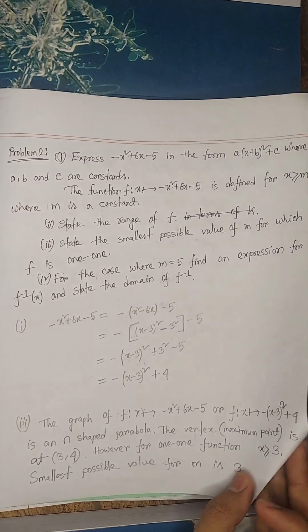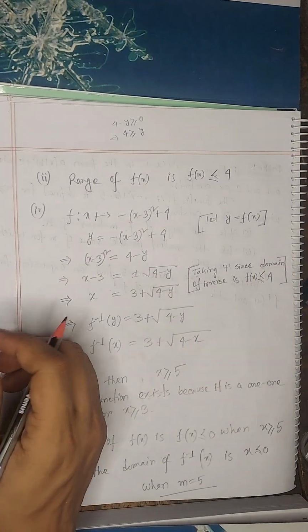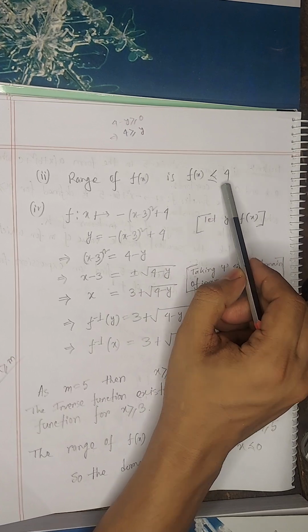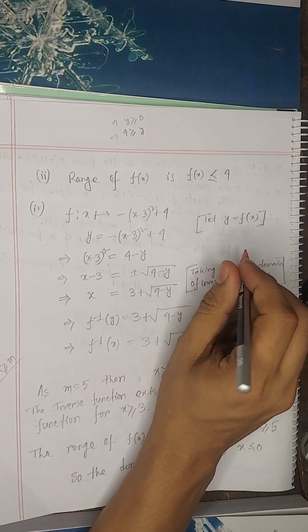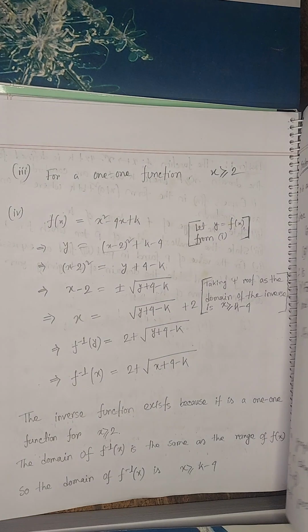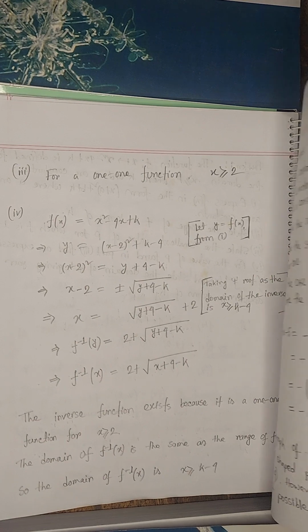Okay. Now part 2, the range of f(x) is f(x) less than or equal to 4, because if we see the part of f(x), we will explain it from the f inverse.